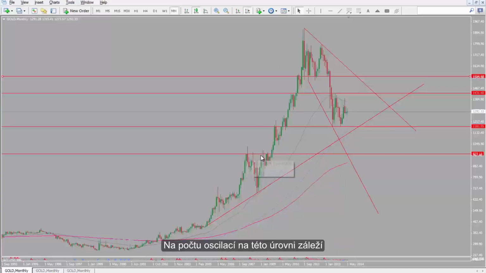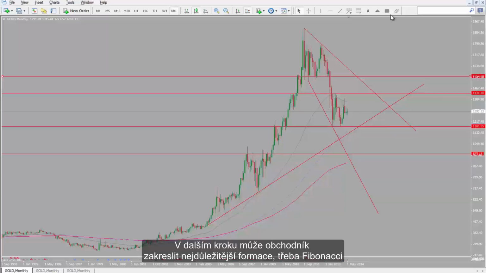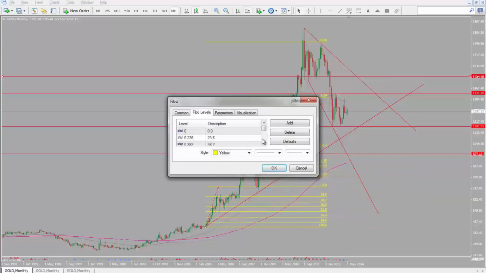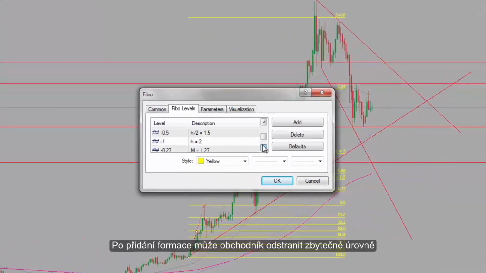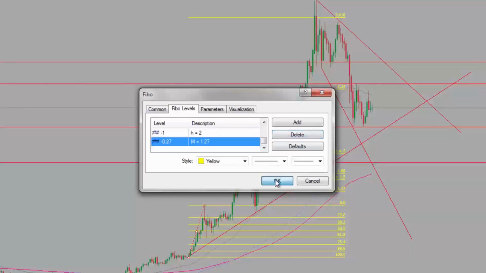The number of oscillations on that level does not matter. Price has hit the level 5 times. Trend reacted to this line 4 times. On the next step, a trader can draw the most significant patterns, such as Fibonacci. After attaching this pattern, a trader can remove the negligible levels.